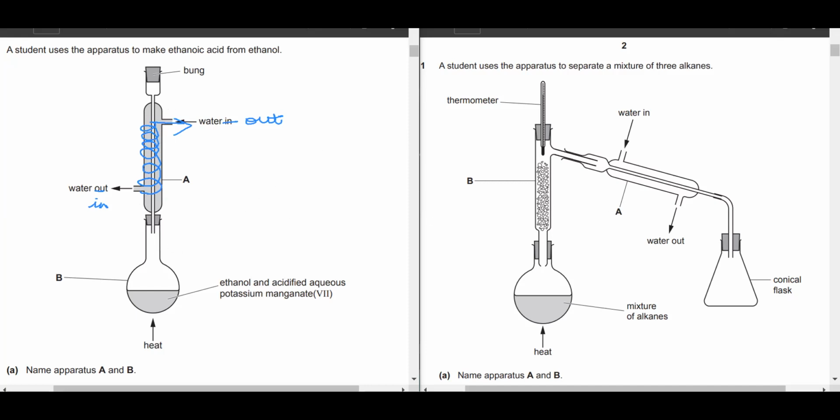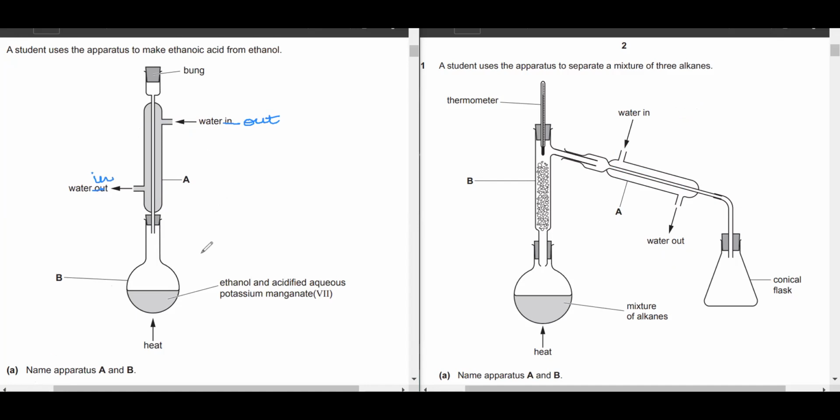So always remember that the upper opening of the condenser is always water out and the lower opening is always water in. The cold water is forced into the outer jacket and pumped out from the upper opening so that all the vapors in the inner tube condense. Normally they give you this as an error: they show the upper one as water in and the lower one as water out. If so, that is an error in the labeling. The upper one should always be water out and the lower one should always be water in.